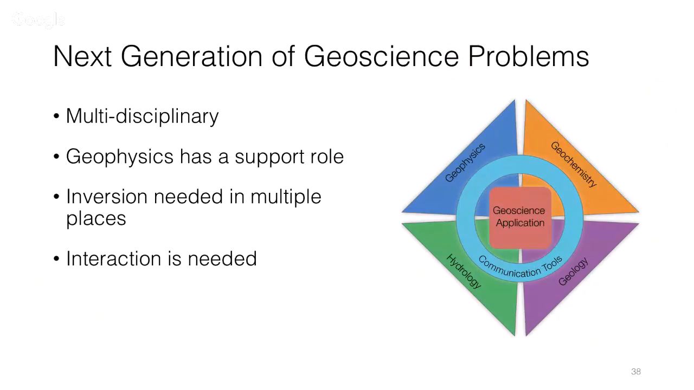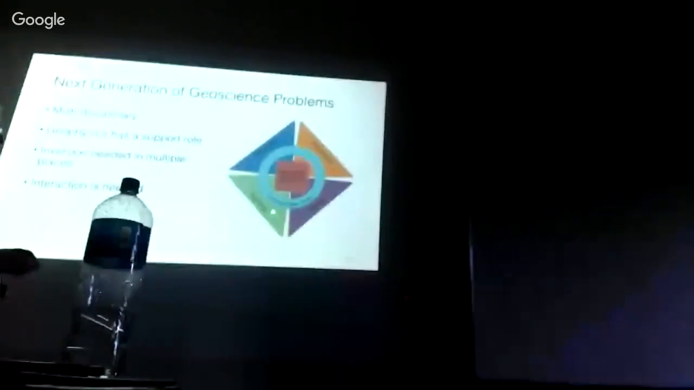I think here's an image that has a lot of substance to it. So what are we looking at here? There are 4 triangles. The blue here is geophysics. This is hydrogeology. This is geology. This is geochemistry.